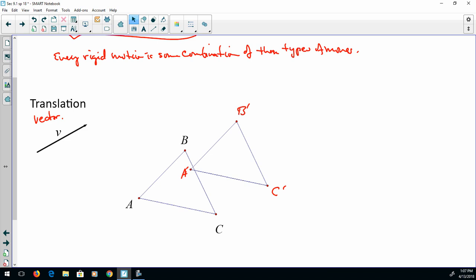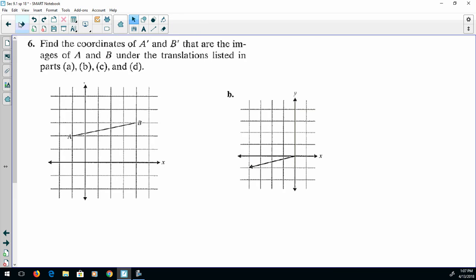Now, let's take a look. I've got a couple of translation problems here that I've picked out of the end of the section. Problem number 6 has a line segment AB in the plane, so I've got X and Y coordinates attached to it. And in part B of number 6, I have a vector. This is my vector V over here. And I want to apply vector V to this line segment. They don't say draw it. They want to know what the coordinates of the new points are.